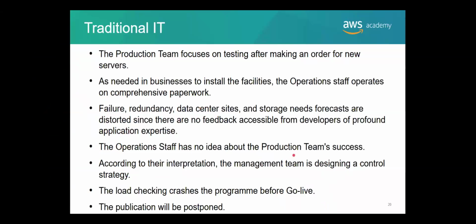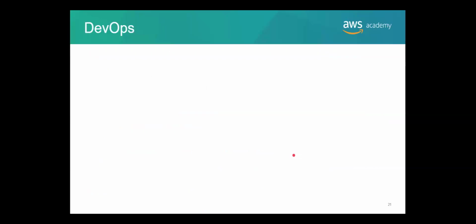Next, publication will be postponed. Since your application is crashed, what will happen? You already informed the customers that tomorrow you will be launching all these things, but due to some issues it crashed and we are not able to go live. So the publication will get postponed as well. That's your traditional IT.